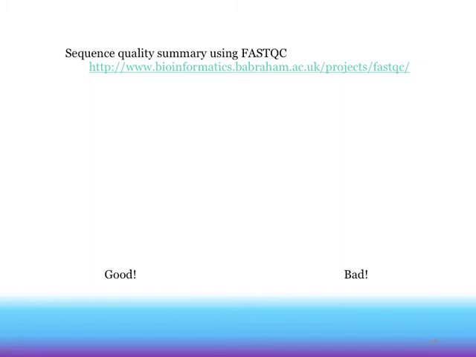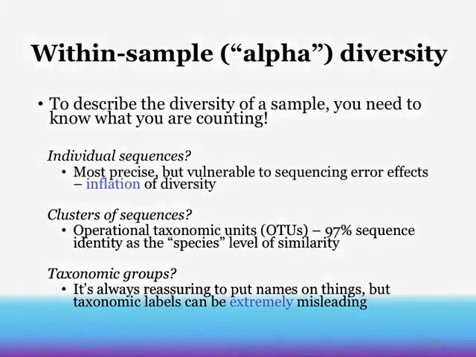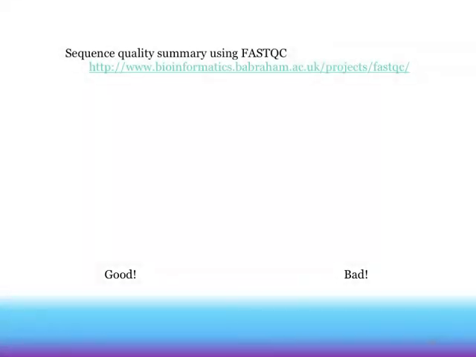FastQC is a very widely used program to do this. The URL is up there in very difficult to read colors. The basic idea, let's see if I can describe it: it's very colorful. Imagine a read that goes across the top, position, position, position, and on the y-axis you have the Phred quality scores.